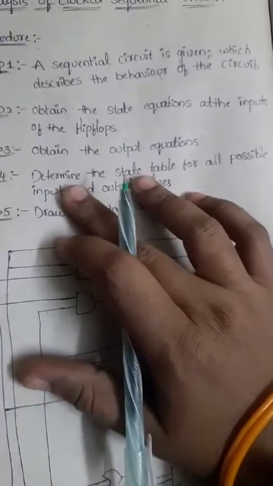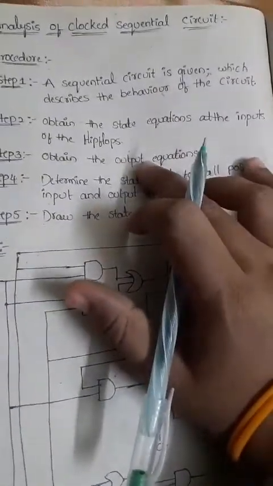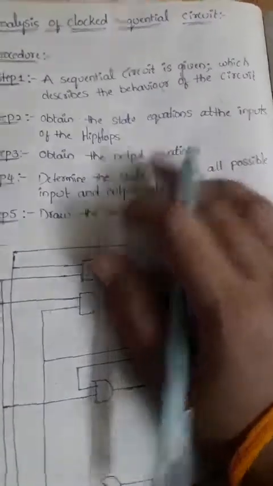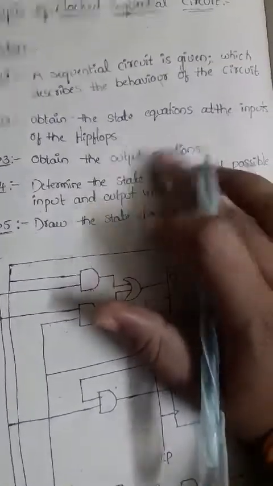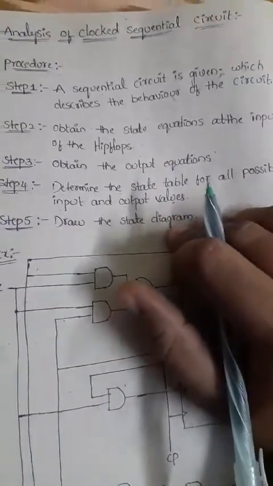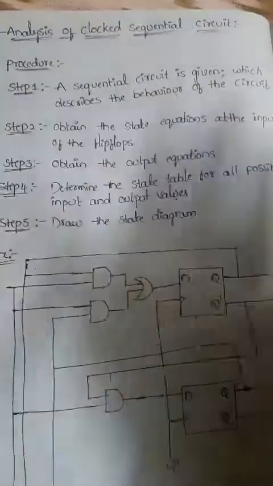Coming to step 4, determine the state table. We have already found the equations in the previous steps, and those are the Boolean equations we know. With their help we have to find the state table. In the last step we have to draw the state diagram. We will see them one by one.